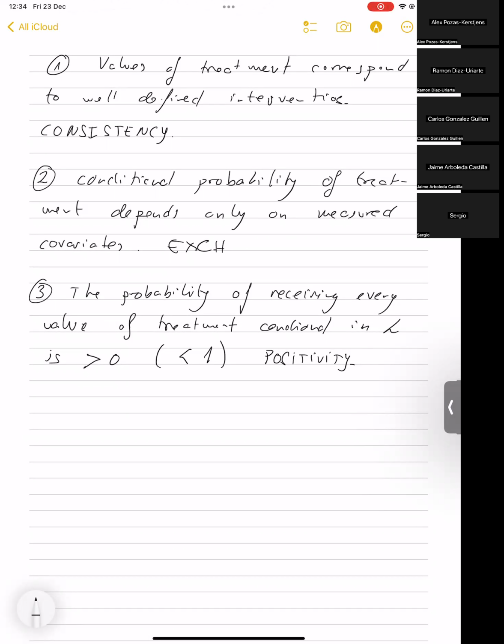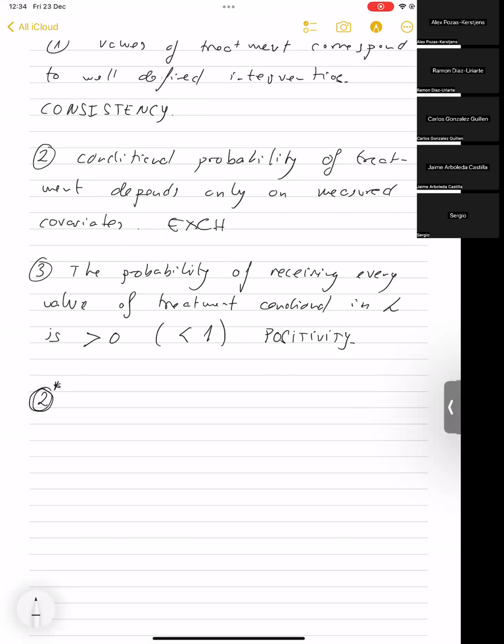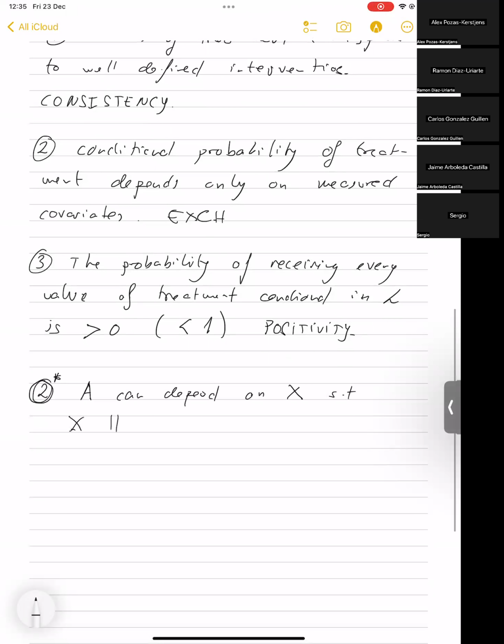Okay, and here, just in number 2, they didn't say this in the book, but I think it's important. They say the conditional probability of treatment depends only on measured covariates, but also we could have that treatment can depend on a certain covariate X, such that X is independent of the counterfactual outcomes given L. This is something that can happen, and in the next section, we will understand why it's the case.